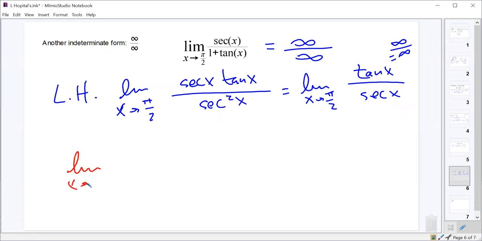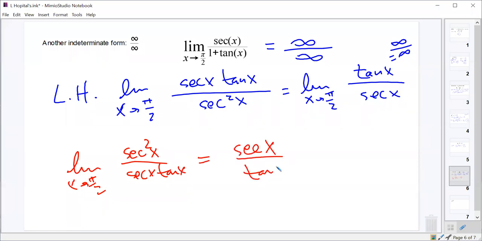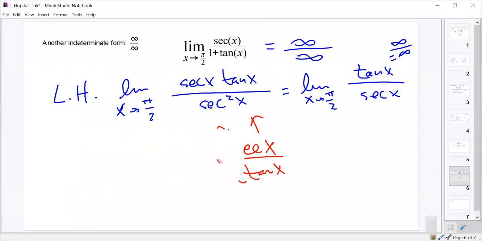So if we try to use it again, we end up with secant squared x over secant x tangent x, which, if we simplify a little, becomes secant x over tangent x. Well, what's going to happen to that? It's going to become secant x tangent x over secant squared x again. And we're just going to keep doing this little loop between secant x over tangent x and tangent x over secant x. You guys see that? Yeah, so that's going to be an issue. So rather than do that, let's simplify.